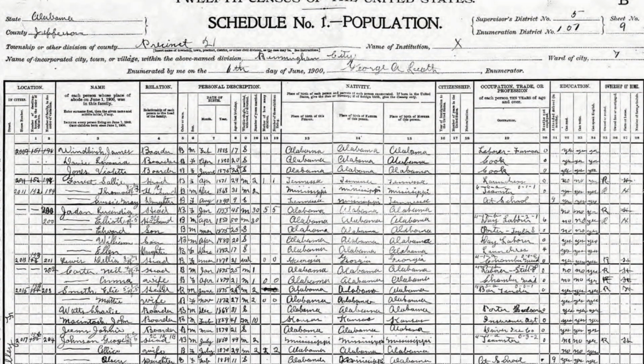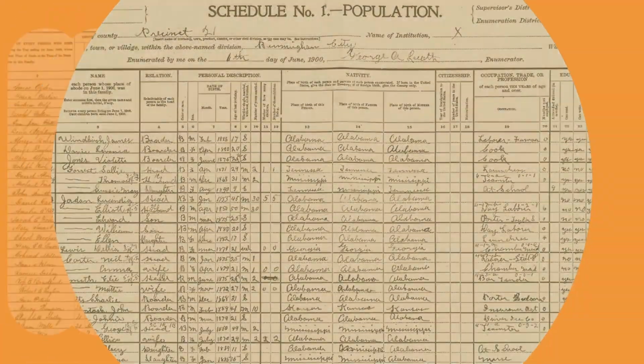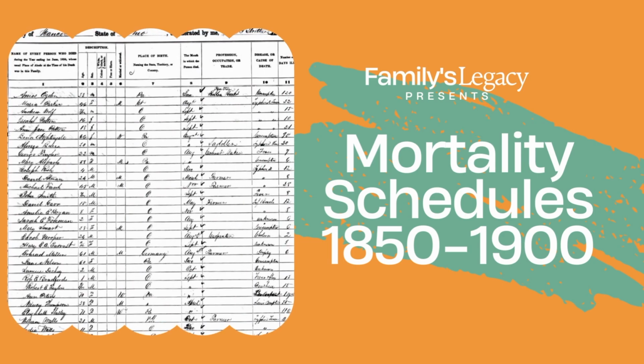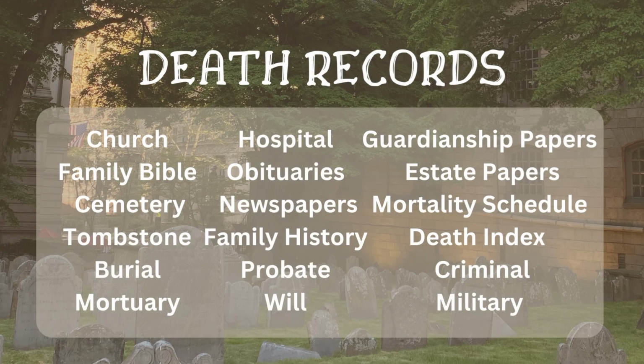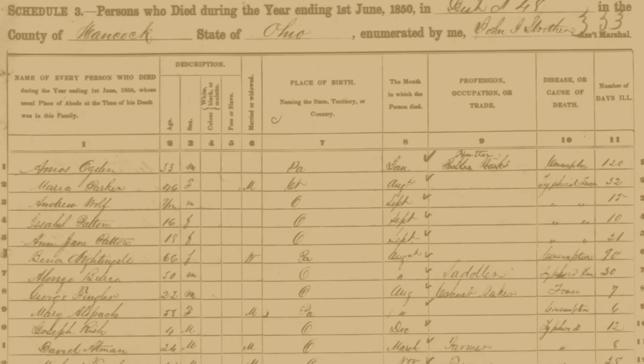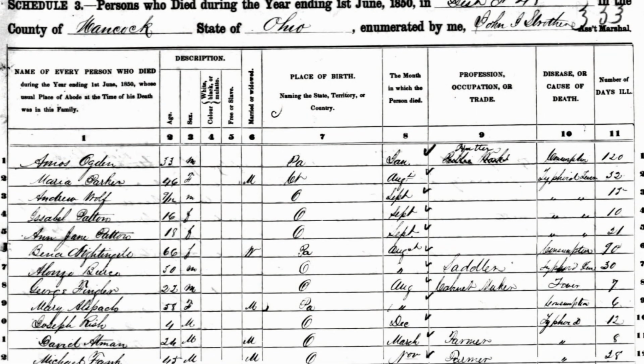Census records are a popular genealogy resource, but are you familiar with the mortality schedules that accompanied them? I briefly mentioned mortality schedules as an alternate record in an overview of death records, but now I want to go into more detail about these records specifically. So what are they and how can they be used in your research?